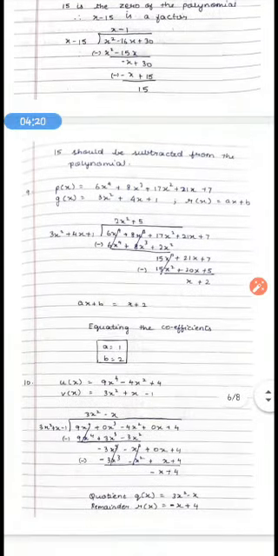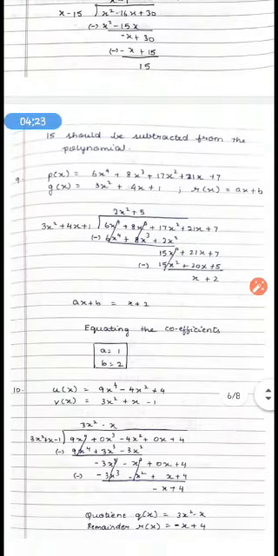Let us divide x square minus 16x plus 30 by x minus 15. We get x minus 1 as the quotient and 15 as the remainder. To find what should be subtracted from the polynomial, we have to take the remainder and subtract it from the given polynomial x square minus 16x plus 30 so that x minus 15 is a factor of the polynomial, or 15 is the zero of the polynomial. Therefore, 15 should be subtracted from the polynomial.